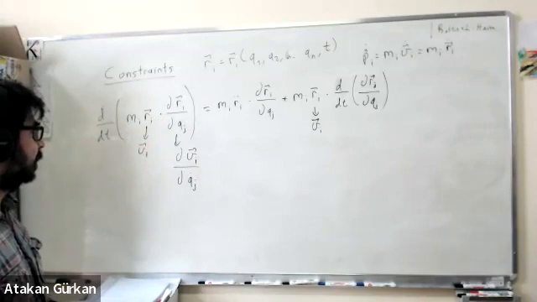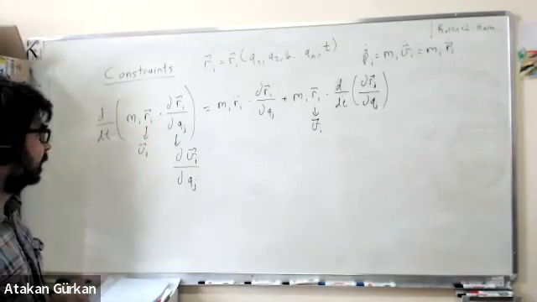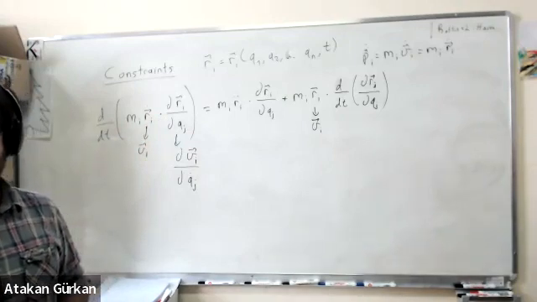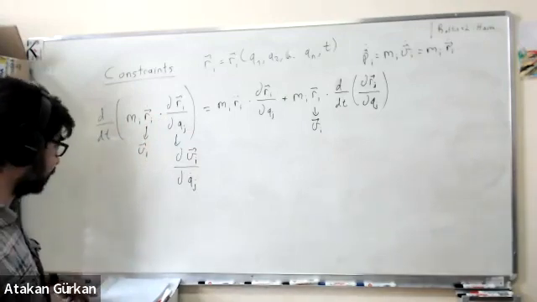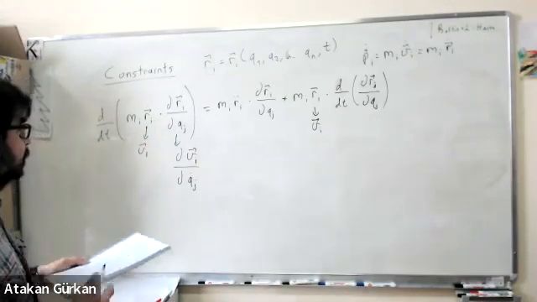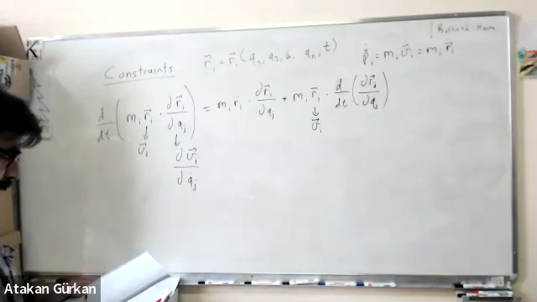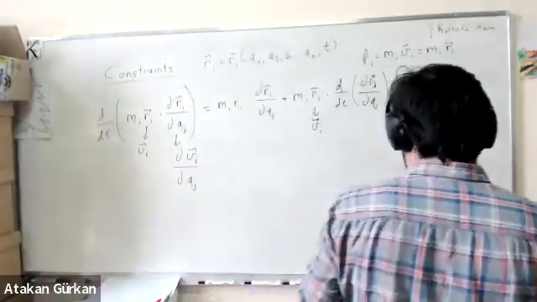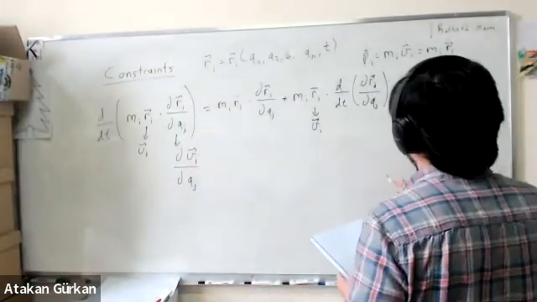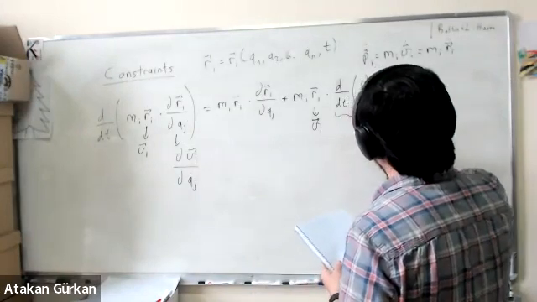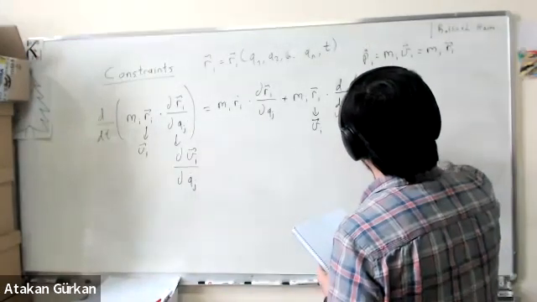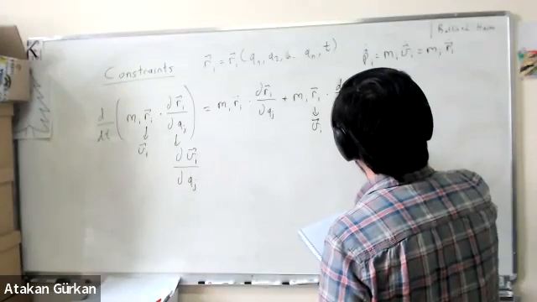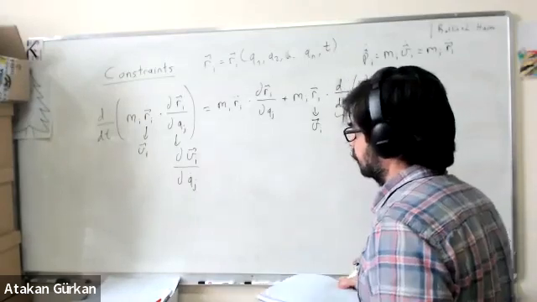Maybe I'll make this a homework. But I'll check if it's in the book. If it's not in the book, I'll make it a homework. So this is a good exercise so that you learn how to manipulate these things. And this one also becomes del vi by del qj. Okay.